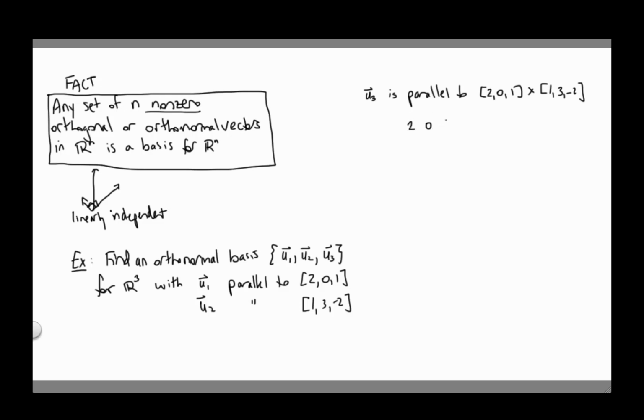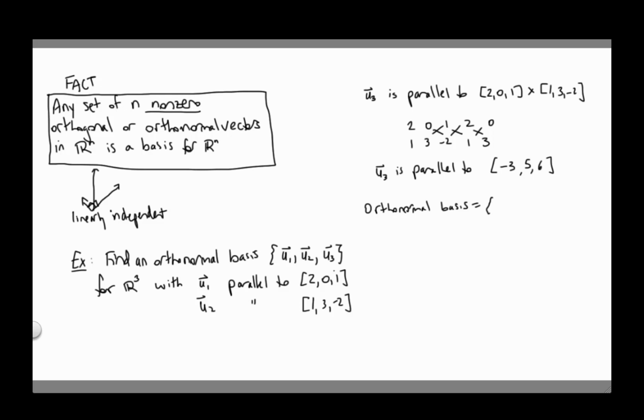Okay, so let's do our cross product. First column here, just a placeholder, and we're going to do this little 2 by 2 determinant pattern all the way across here. So what that's telling us is that U3 is parallel to the following vector. Well, let's see what our cross product is. Negative 3, 5, 6.